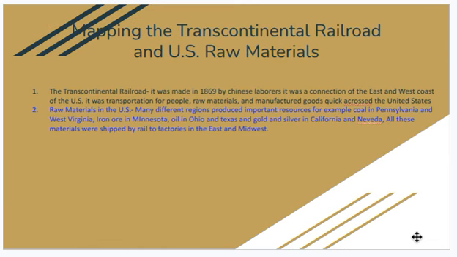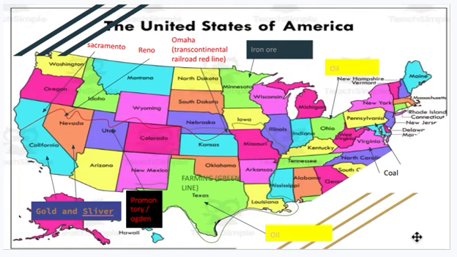Many different regions produce important resources. For example, coal in Pennsylvania and West Virginia, iron ore in Minnesota, oil in Ohio and Texas, gold and silver in California and Nevada. All these materials were shipped by rail to factories in the East and Midwest. So let's go to the last slide, and I'm going to show you guys my map. I tried my best to squeeze everything in here, but I hope you guys could learn at least something from it.